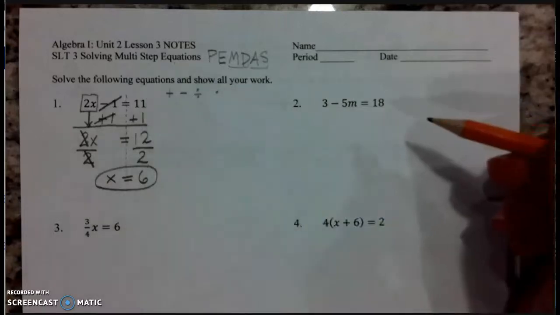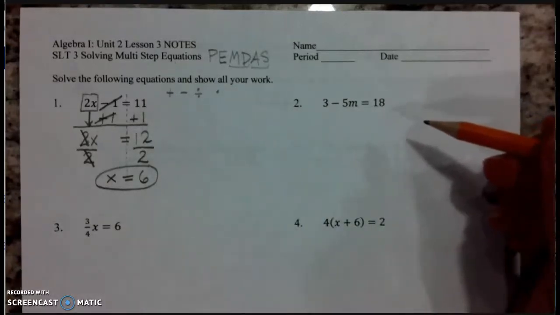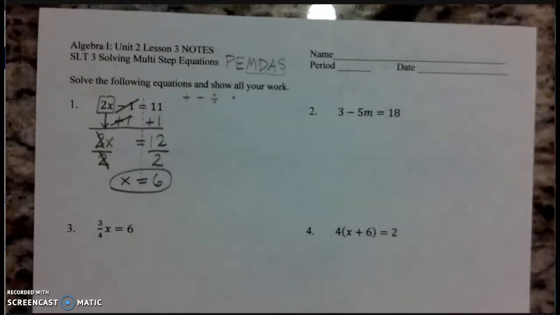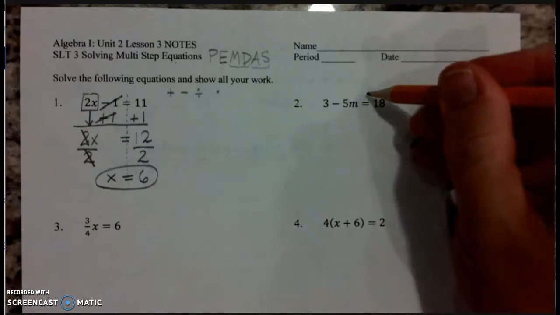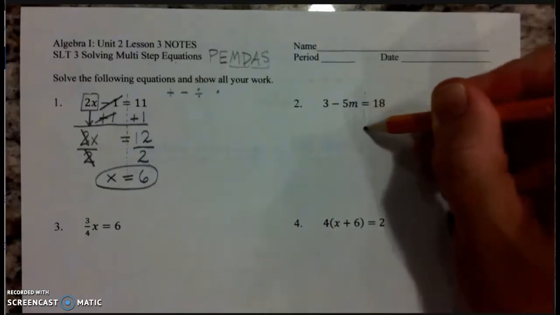All right, let's go to number 2. It looks very similar to it, nothing crazy. I have 3 minus 5m equals 18. So I'm going to dot.